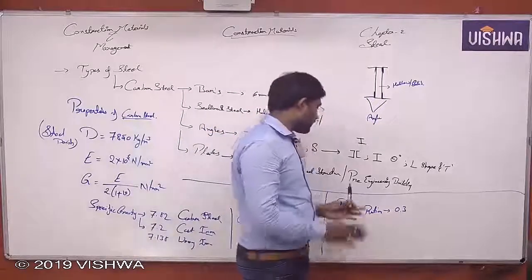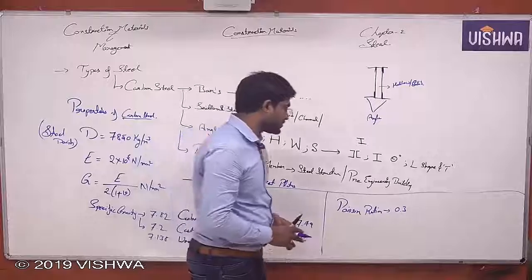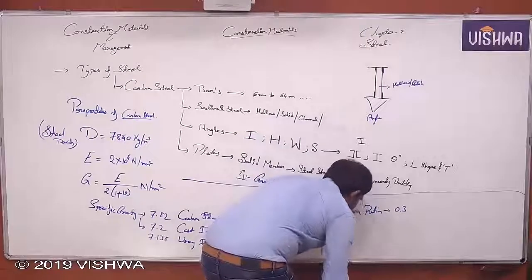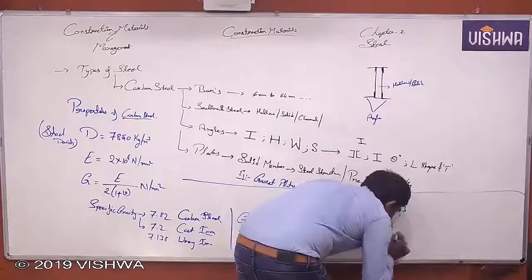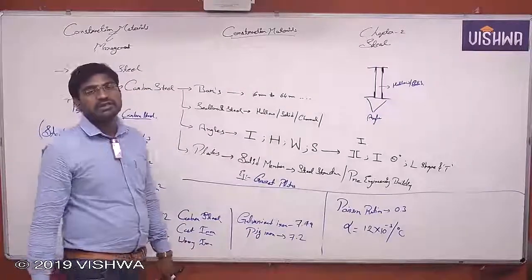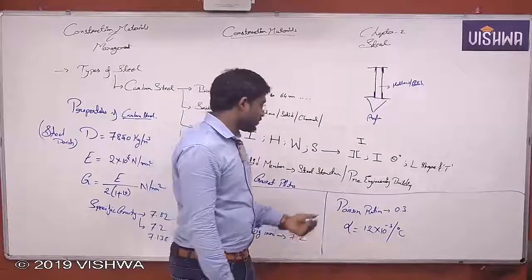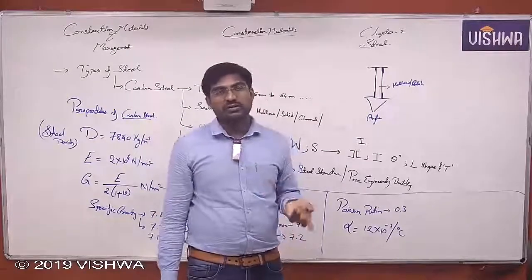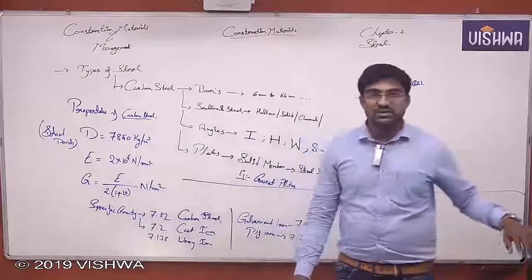Apart from Poisson's ratio, we have temperature variations also, that is the coefficient of thermal expansion, denoted by alpha. The coefficient of thermal expansion is 12 into 10 to the power of minus 6 per degree centigrade. That is most important that we have to remember. These are the two important aspects. Other than this, we will go into details of finding out the weight, how the bars and members are situated. After this, we will discuss what weight is.